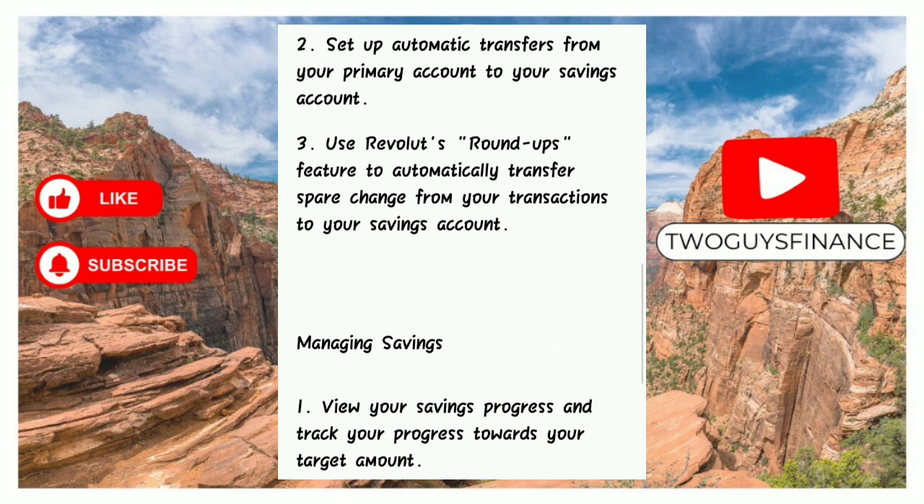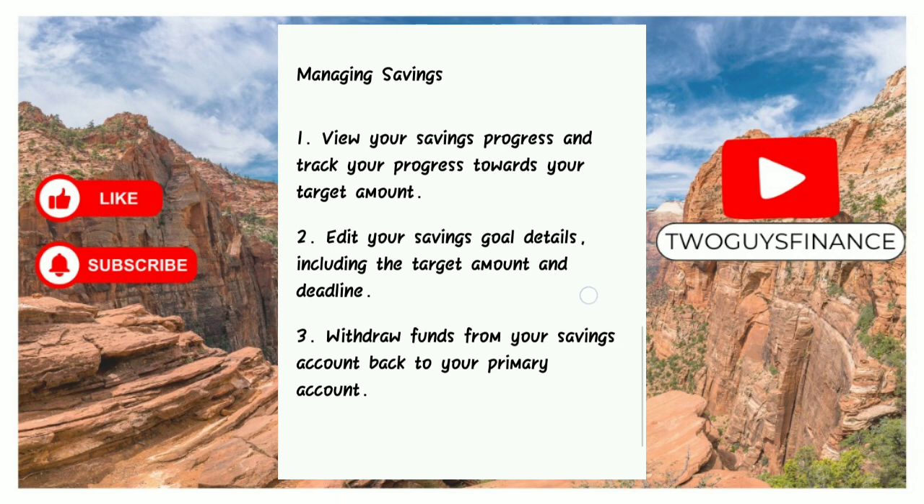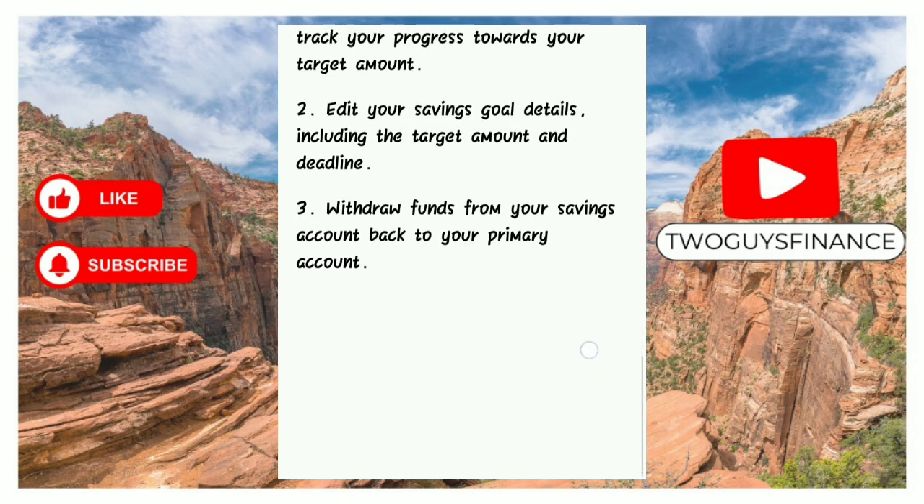Now when we talk about managing savings, there are a couple of things that you can do to manage your savings. The first, of course, is to view your savings progress and track your progress towards their target amounts. And the second, of course, you can also edit your saving goal's details, including the target amount as well as the deadline. And of course, you can also withdraw funds from your savings account back to your primary account.